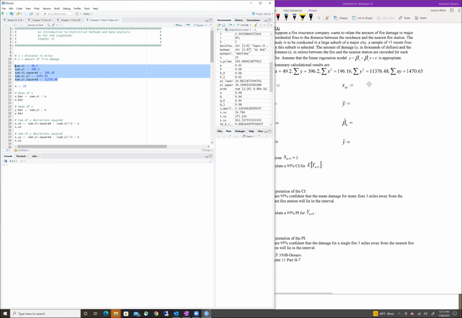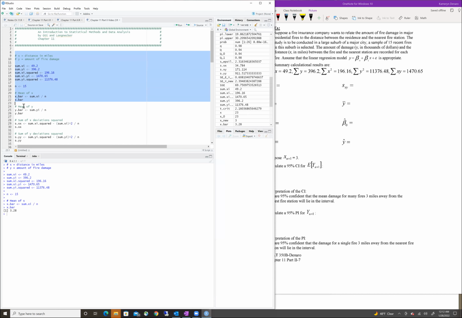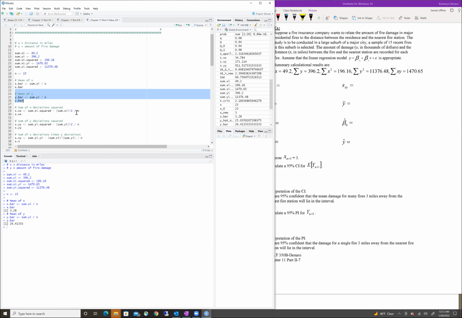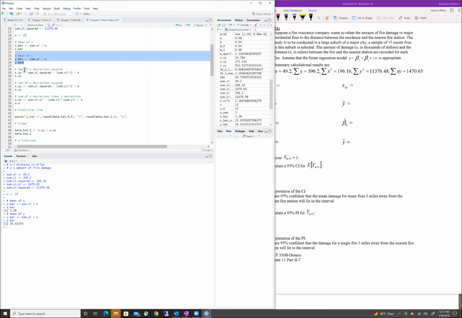And if I look back into the description of the problem, remember that there was a sample of 15 fires. So n is 15. First, we're going to calculate the mean of X, 3.28, and the mean of Y, around $26,000. Then we get the sum of the X deviations squared, the sum of the Y deviations squared, and the sum of the X deviations times the Y deviations.